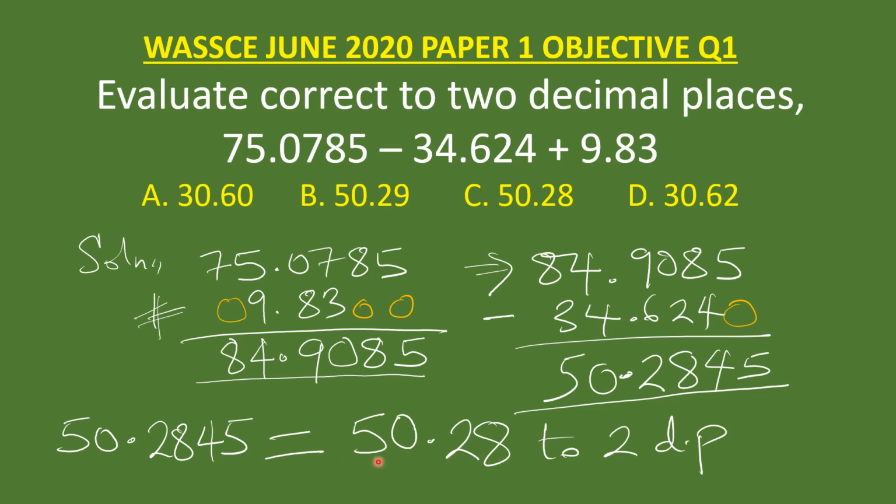How is this possible? You have 50.2845. Now to 2 decimal places, this 4 here, since it's not up to 5, we round it down to 0, so it is no longer important. So we are after the 2 decimal points. So this is 1, and the second one ends at 8. So it's 50.28.